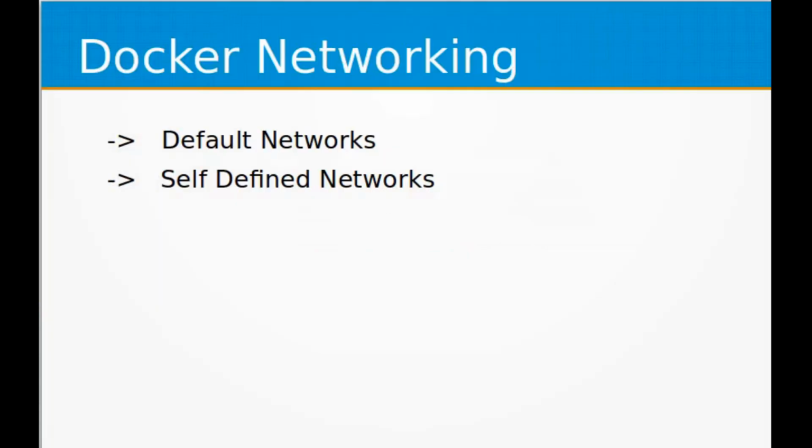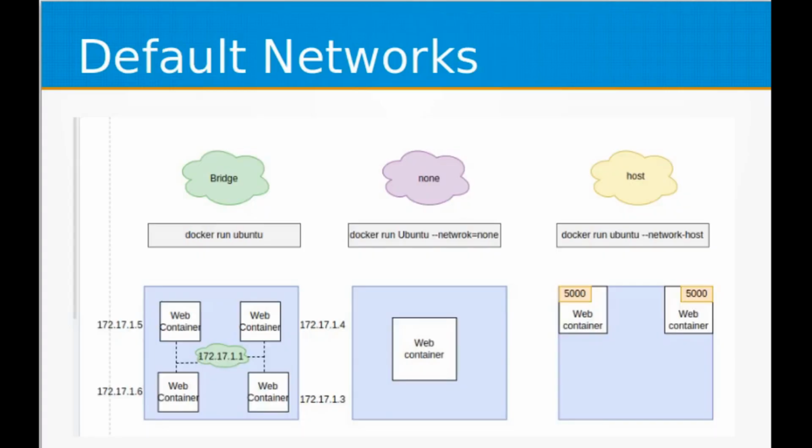So there are two types of Docker networks, which are default networks and user-defined networks, which come under the network architecture for Docker networking. So let's see what default networks are. As you install Docker in your system, it creates three networks automatically, which are bridge, none, and host.